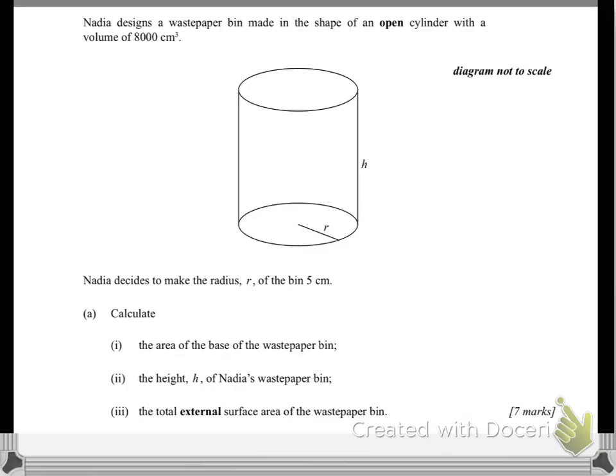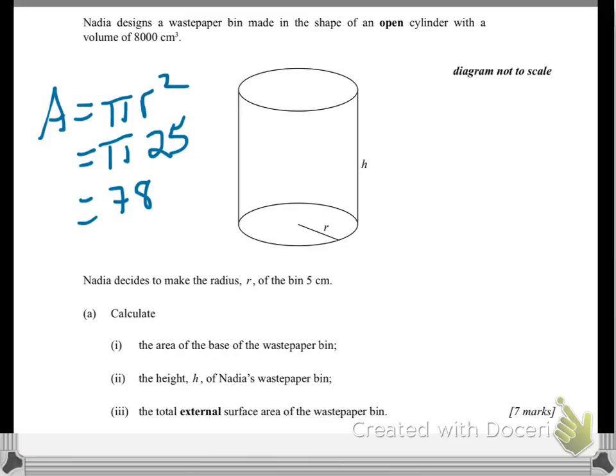And so I'm just going to write it over here. So area is equal to the area of the base, which is pi r squared because it is a circle. And so it's going to be pi times 25 because r is 5. And do not use 3.14, use the pi key. So I put in pi and I got 78.5, and then my unit is going to be cm squared.